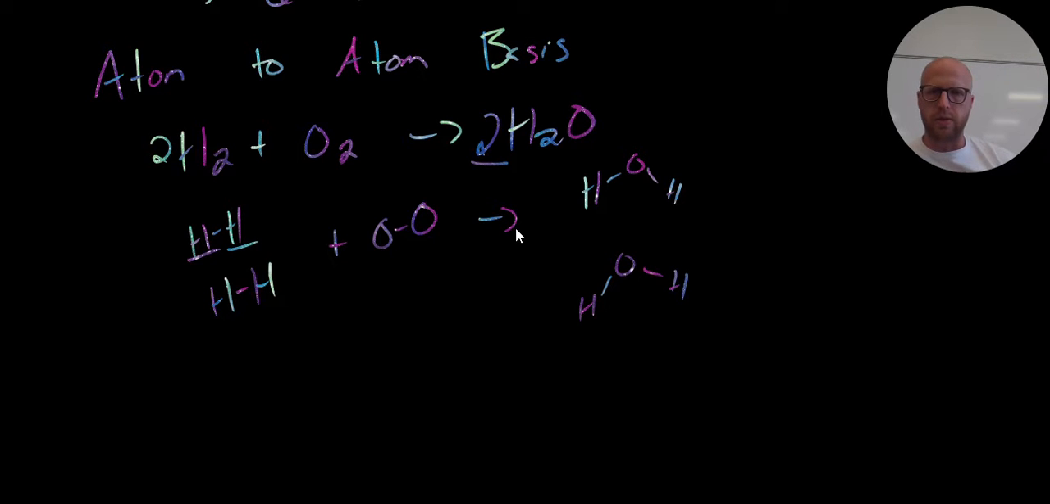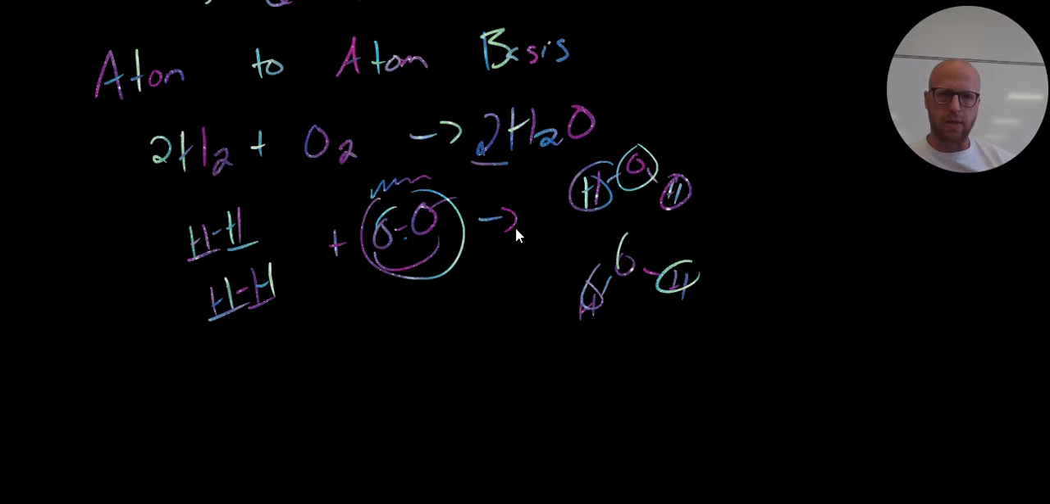We have 1, 2, 3, 4 hydrogen atoms. Well, we need 1, 2, 3, 4 hydrogen atoms on the other side. But we've got 2 oxygen atoms here, so we want to make sure there are 2 oxygen atoms on the other side, right? So we've got 2 there. So on the most basic level, chemistry is happening on this atom-to-atom basis.